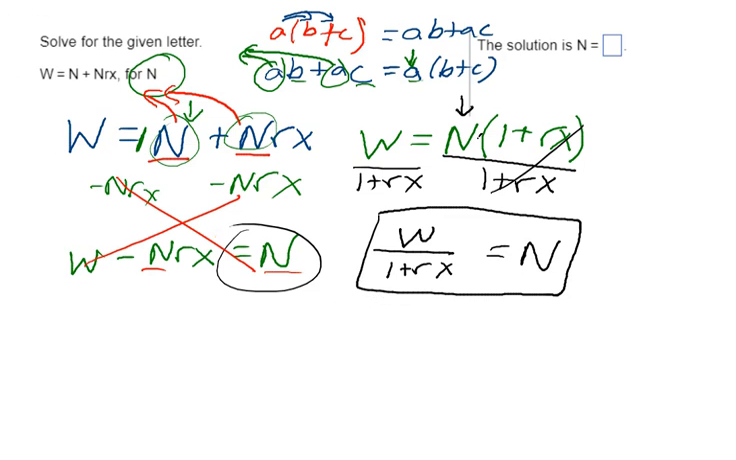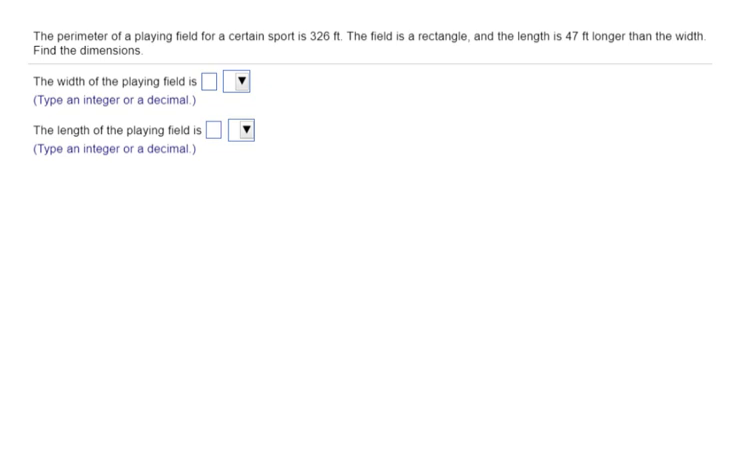All right, next problem. Looks like we're going to have some word problems here. The perimeter of a playing field for a certain sport is 326 feet. The field is a rectangle, and the length is 47 feet longer than the width. So find the dimensions. All right, so it's a rectangle, so anytime you're dealing with a geometric shape in a word problem, it's really beneficial to actually draw that shape out. And so a rectangle has a width and it has a length, and we're being told something about the length here. The length is 47 feet longer than the width.